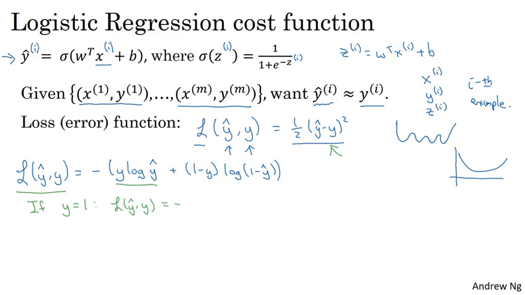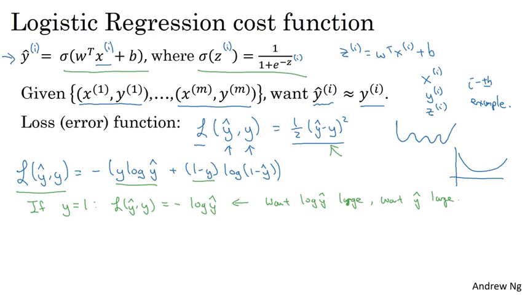And there's a negative sign, so it's negative log y hat if y is equal to 1, because if y equals 1, then the second term, 1 minus y, is equal to 0. So this says if y equals 1, you want negative log y hat to be as big as possible. So that means you want log y hat to be large, and that means you want y hat to be large. But because y hat is this sigmoid function, it can never be bigger than 1. So this is saying that if y is equal to 1, you want y hat to be as big as possible, but it can't ever be bigger than 1. So it's saying you want y hat to be close to 1 as well.